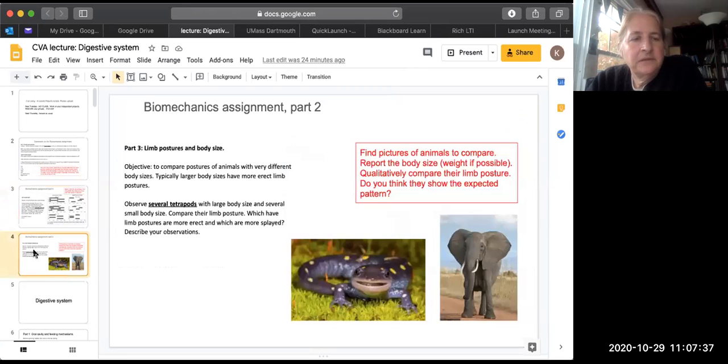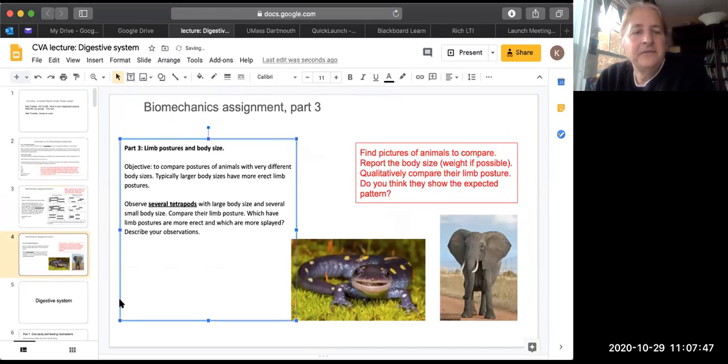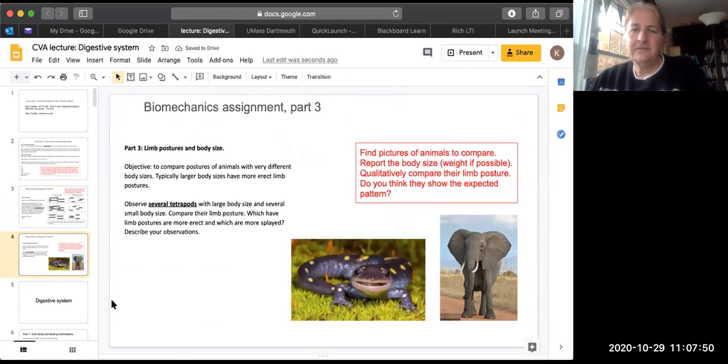Okay, so the third part is limb postures and body size. This again is a qualitative observation, comparing limb postures. The theory is that larger body size animals, heavier animals, have a more erect posture, like this elephant here, and smaller ones have more splayed posture. You see the limbs are going out and down like this. It's not erect like the elephant.